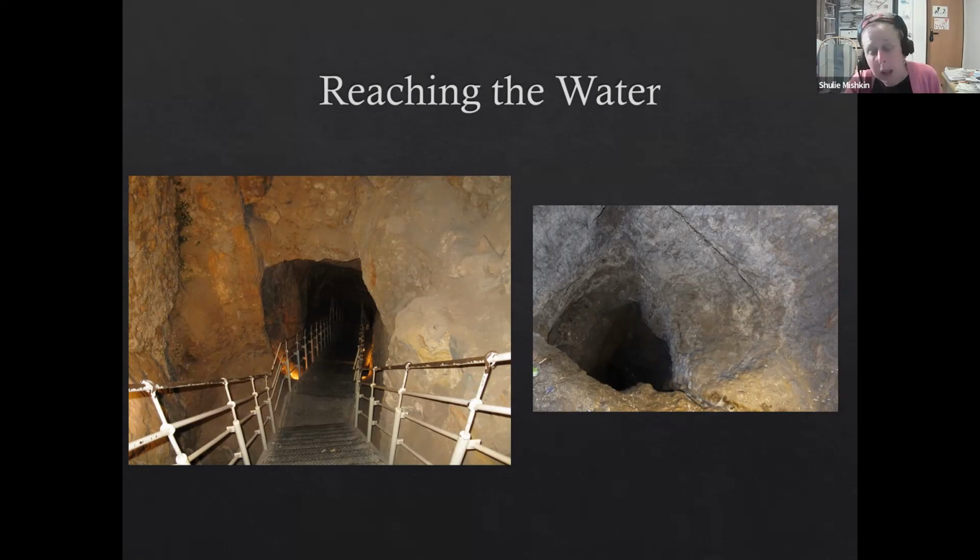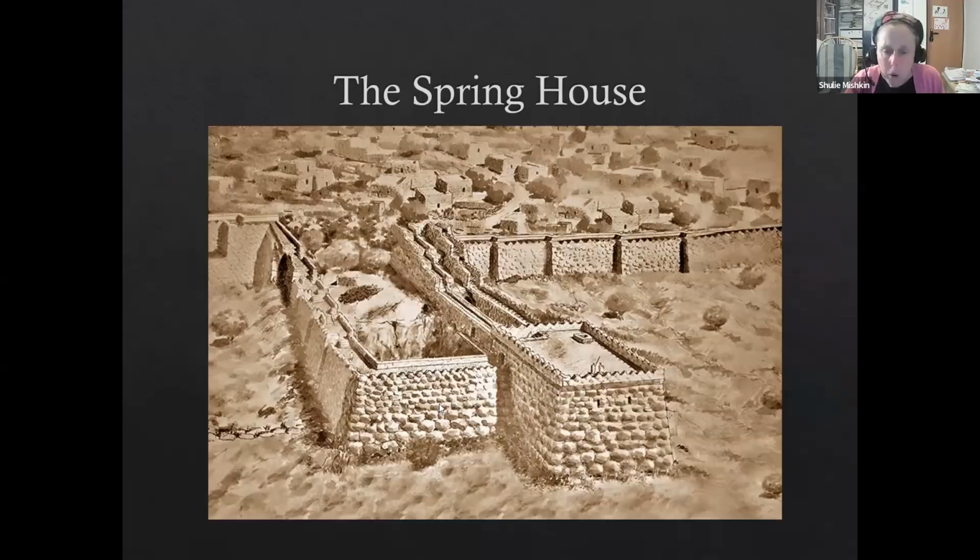But almost 30 years ago, there was a new discovery that was made. No, 20 years ago, at the end of the 1990s, there was a new discovery, and they discovered that the tunnel doesn't end by the shaft, but it actually goes all the way down to the water. And there's another protection, called the spring house, these massive towers. All of this is still something of a work in progress. We're discovering new things along the way.